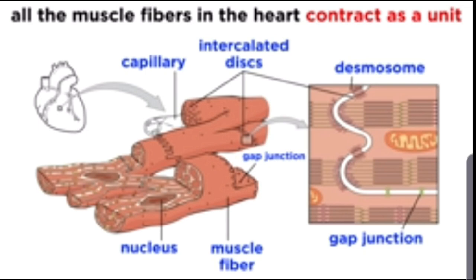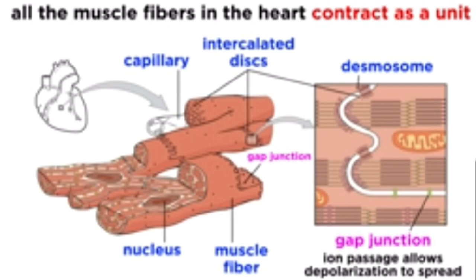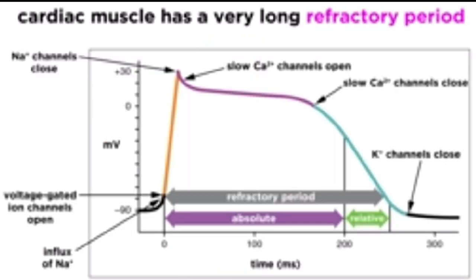All the fibers in the heart connect as a unit, and this is because of gap junctions that tie everything together, allowing ions and therefore depolarization to spread throughout the heart, one cell at a time. And lastly, the refractory period is much longer in the heart, needing more time before another contraction can occur, which ensures the heart functions properly.